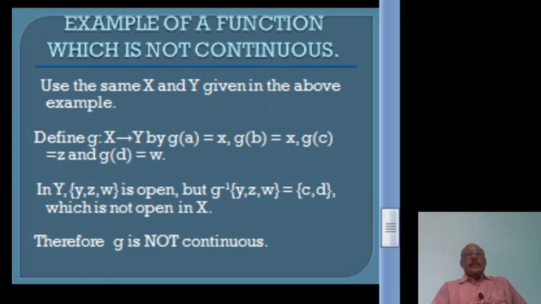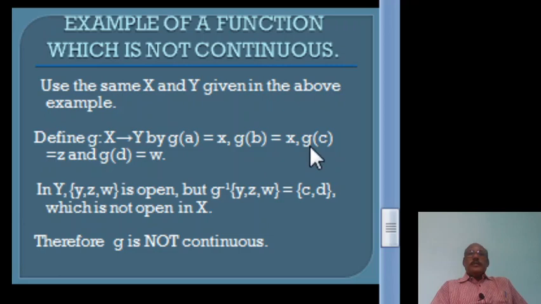Let us check whether the inverse image of every open set in Y is open in X. In particular, consider this open set {y, z, w} in Y. Now what is g inverse of {y, z, w}? g inverse of {y, z, w} is the set of all elements in X whose image is either y or z or w. g of a is equal to x, and x is not a point in {y, z, w}, so don't consider a. g of b is equal to x, and x is not a point in {y, z, w}, so don't consider b.